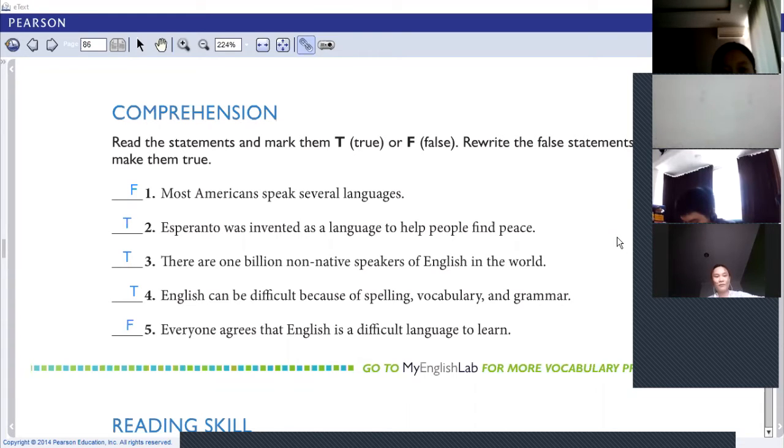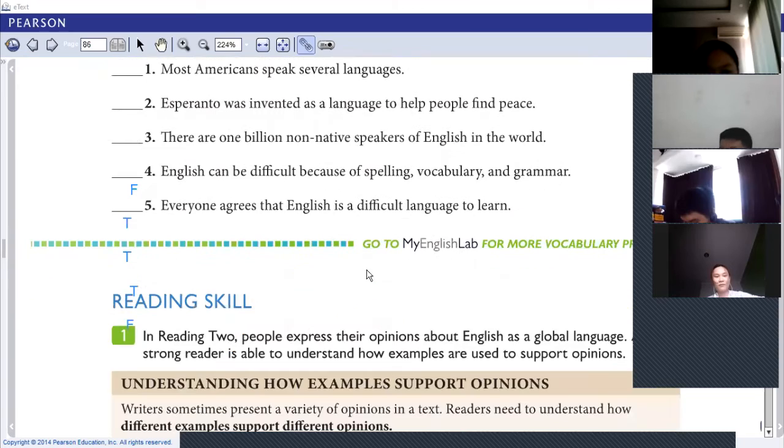If you don't want to write it down, just underline it and put the number of the question, but you always have to have the evidence. That's a habit that you have to really have right now. Okay. Reading skill, understanding how examples, thanks, we continue, yeah?